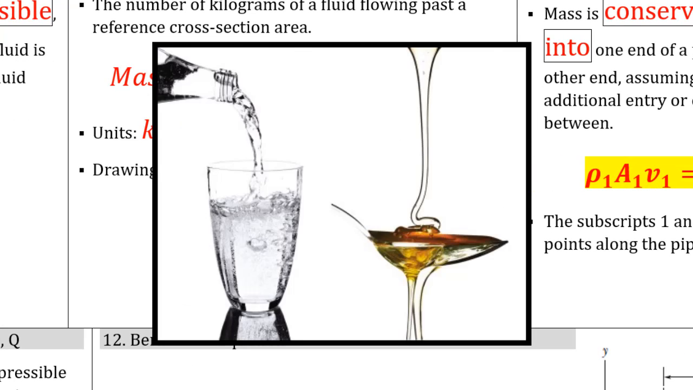Think of something like honey, though. That honey has a lot of viscosity, which means it's kind of resistant to flowing, and you have to apply a force on it to make it flow.